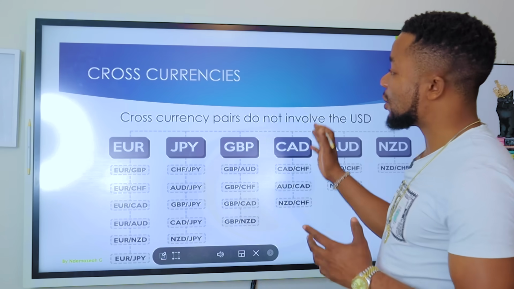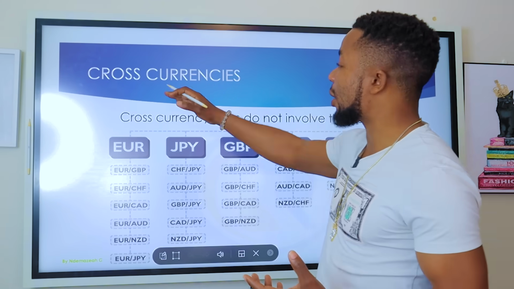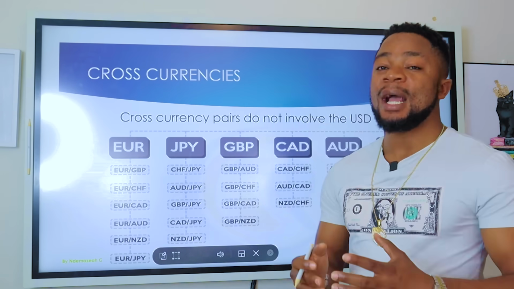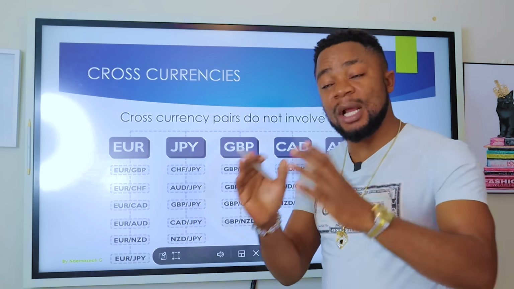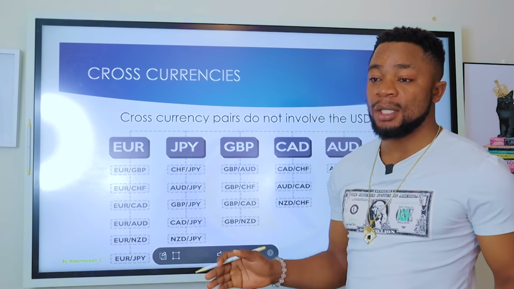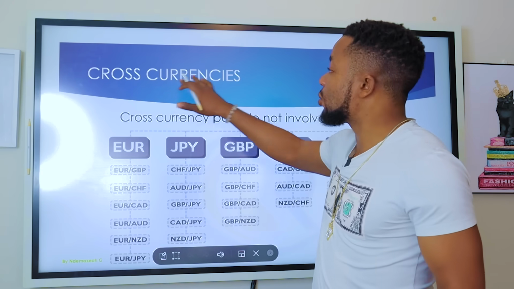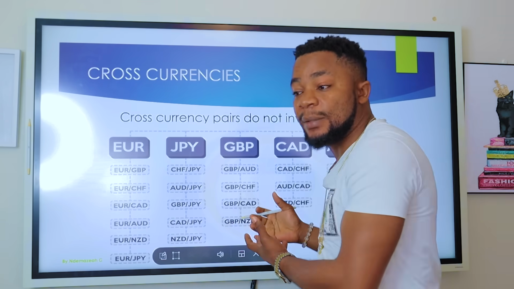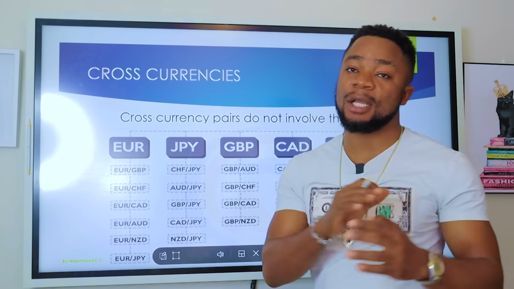So now we've spoken about major currency pairs. Let's talk about currency crosses, or cross currency pairs. Cross currency pairs are other currency pairs which don't have the United States dollar as one of the currencies. So they are still very liquid. The reason why we trade cross currency pairs is because they are still very liquid, but they don't have the United States dollar as one of the currencies in the currency pair.